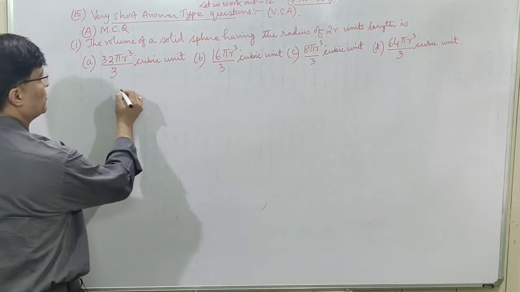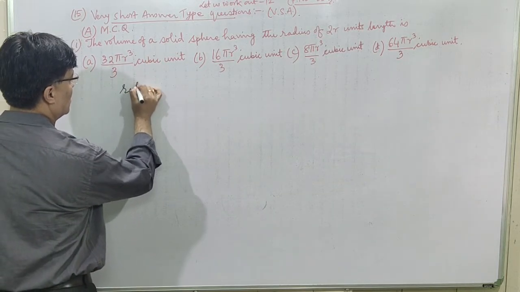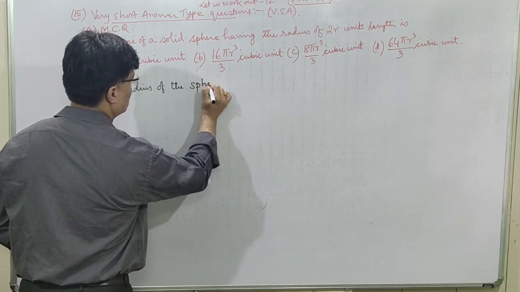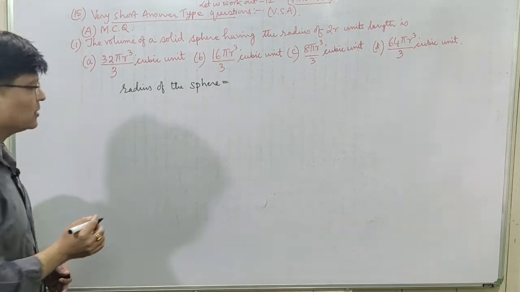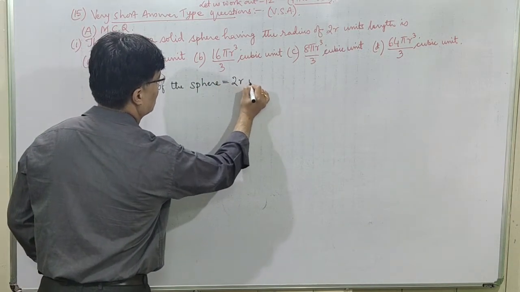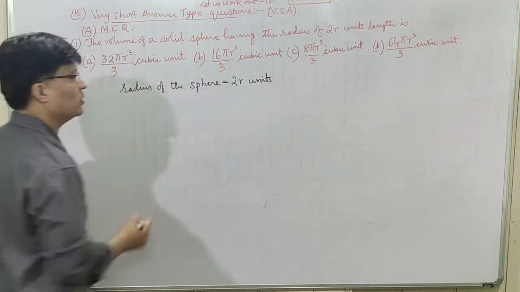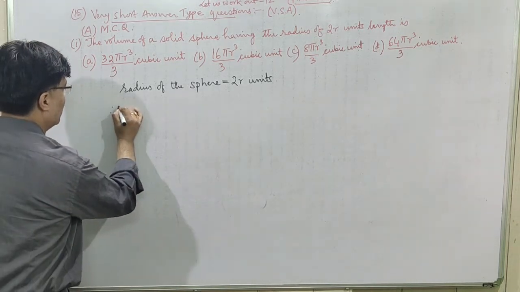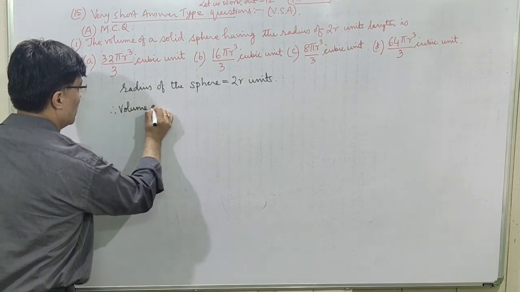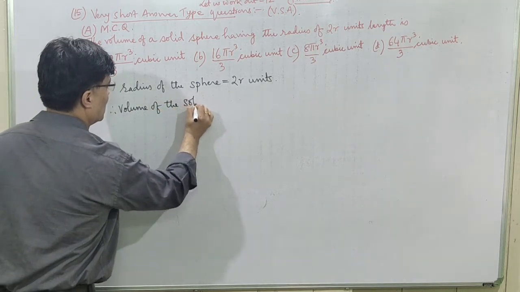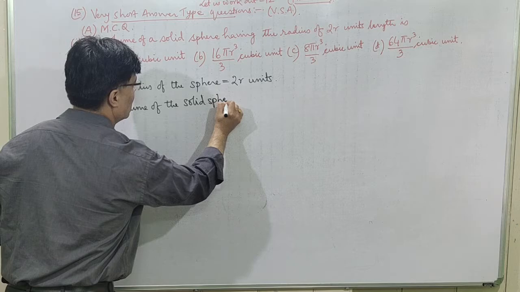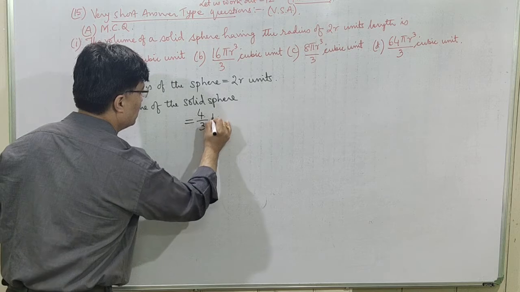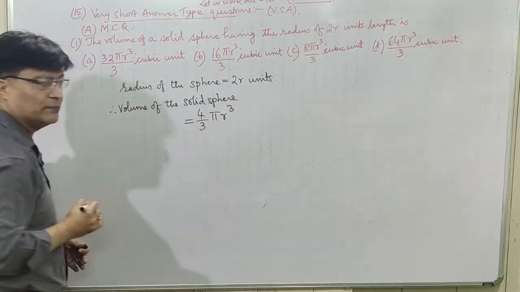So now what is the radius of the sphere? So this is the solution. Radius of the sphere is equal to 2r units. Now in this case you have to find out the volume of the solid sphere. Therefore, volume of the solid sphere is equal to, what is the formula that you can use here? It is 4 upon 3 pi r cube. This is the formula, right?